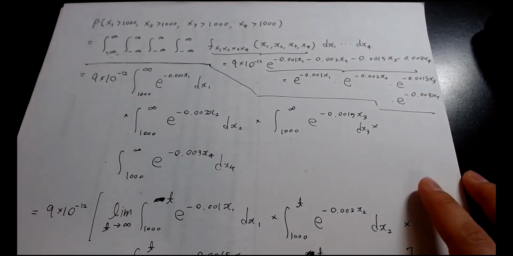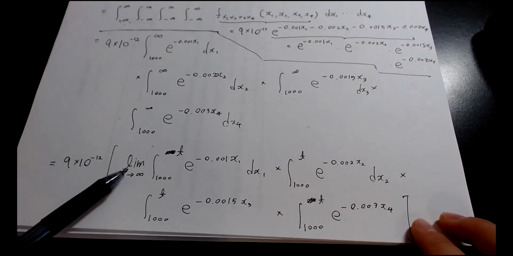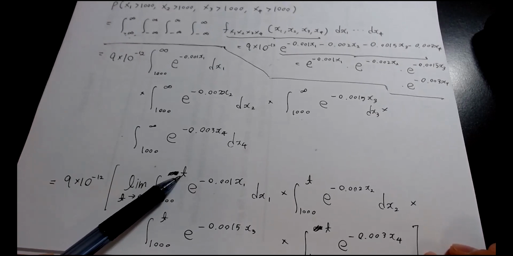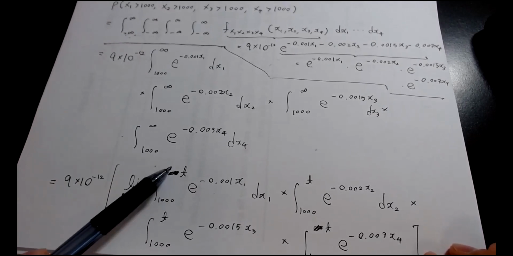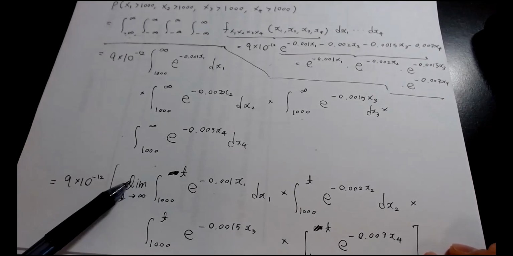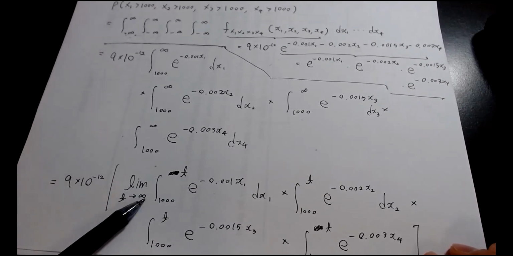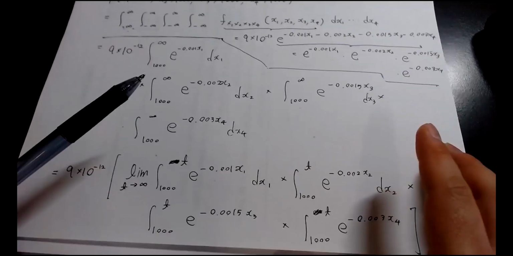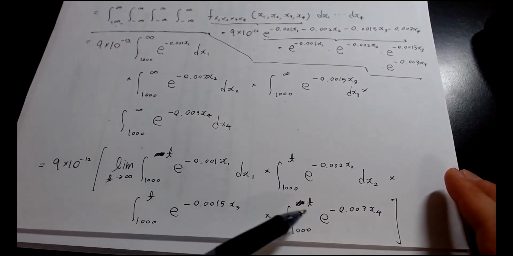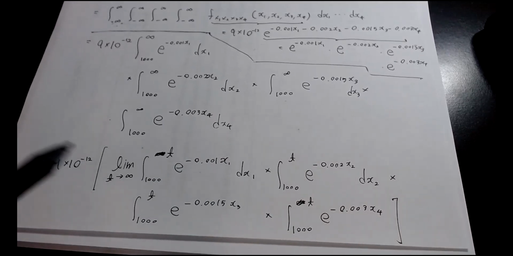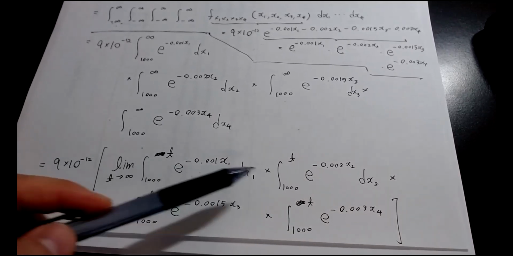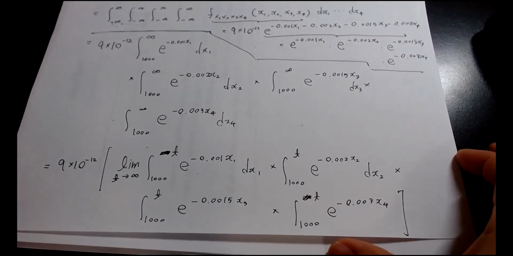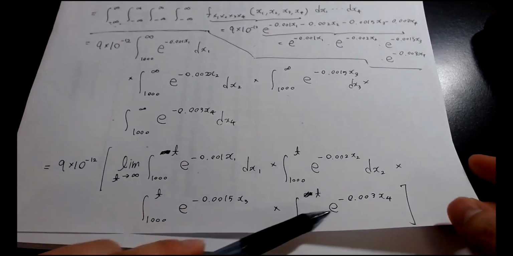Then how can you evaluate them? We need to use the concept of limit. We replace the infinity with a finite number t, and then evaluate the limit as t approaches infinity of the product of those four integrals. Since these are no longer improper integrals, we can consider them definite integrals and use the fundamental theorem of calculus, part 2, to evaluate them.